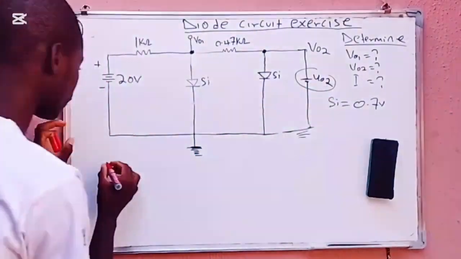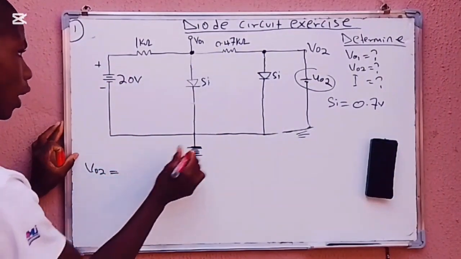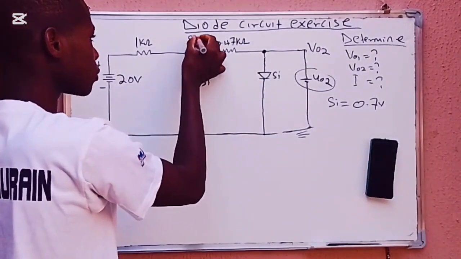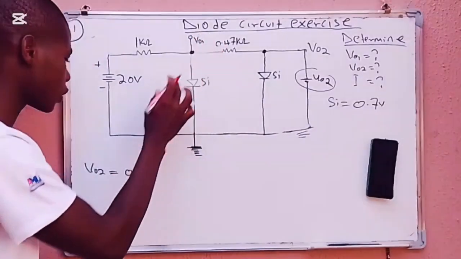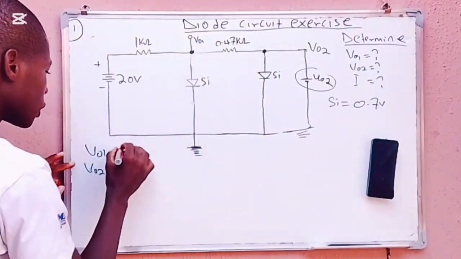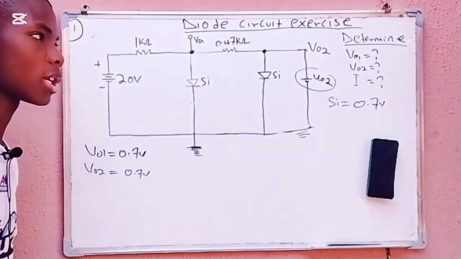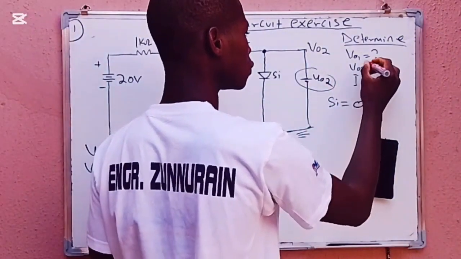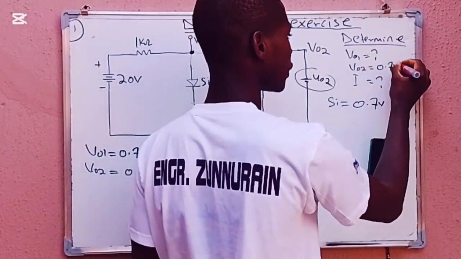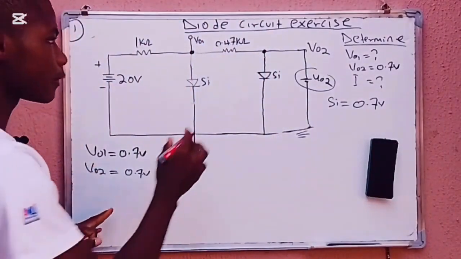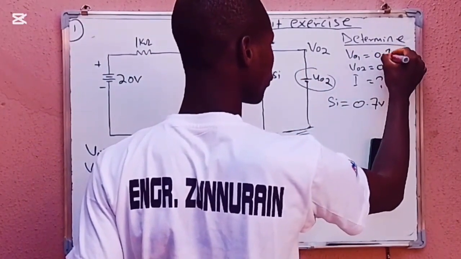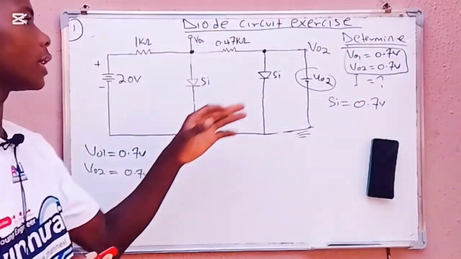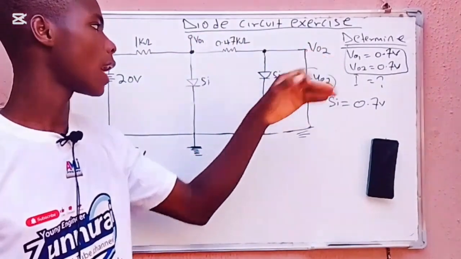So my VO2 should now be equal to 0.7, the same as this, because this is VO1. So also the VO1 should be equal to 0.7, because they are in parallel. So the VO2 is 0.7 volts, and the VO1 also is 0.7 volts. This is what we find for V out 1 and V out 2.